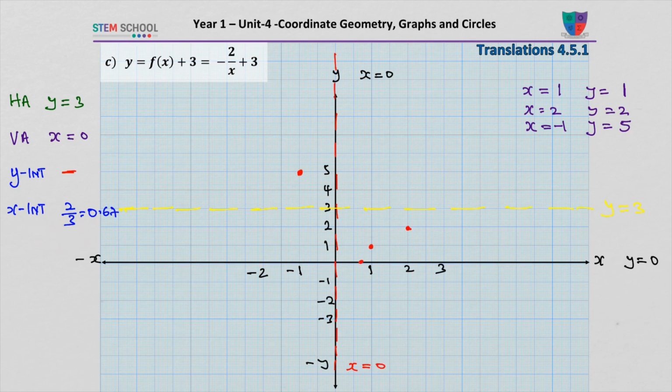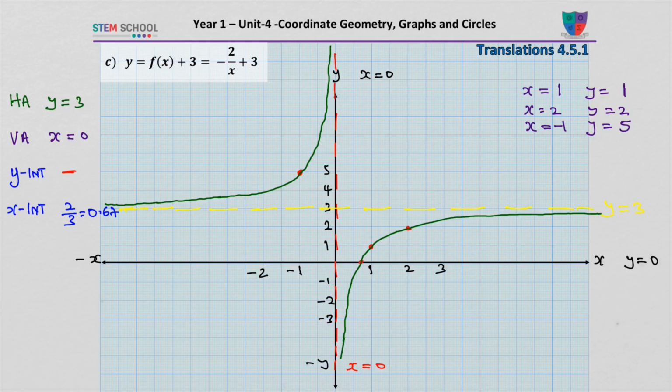Now we can sketch this graph coming from the negative y infinity, crossing at 0.67, going all the way to the line y equals 3 but never touching it, and then coming from the negative x infinity and then approaching the line x equals 0 but never touching it.